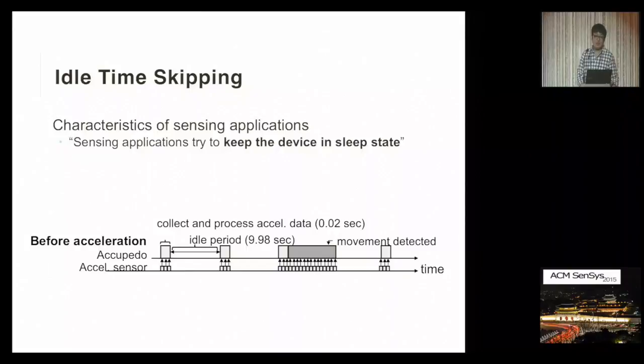Now, I'll explain more details about the acceleration techniques, but due to the time limit, in this presentation, I will present the idle time skipping only. Idle time skipping leverages the unique characteristic of sensing applications. For energy saving, they try to keep the device in the sleep state as long as possible. For example, the occupied application wakes up every 10 seconds to detect the user's movement with 20 milliseconds of accelerometer data, and sleeps again if there is no movement.